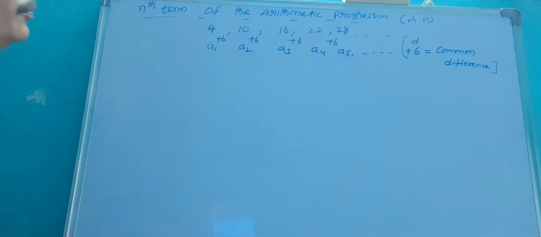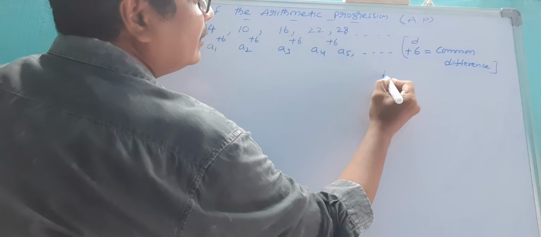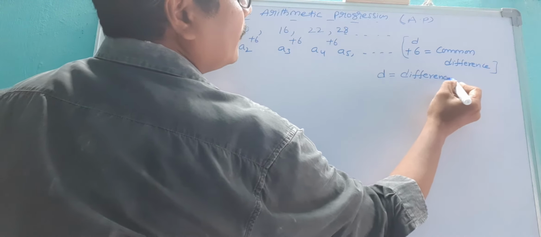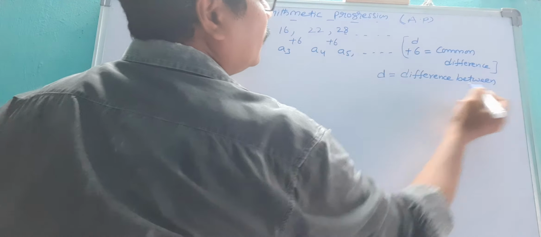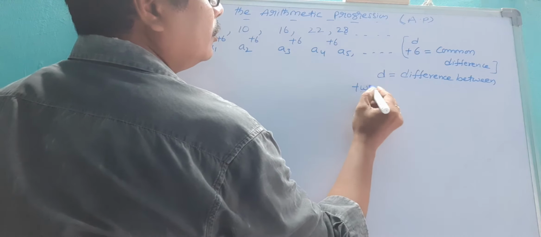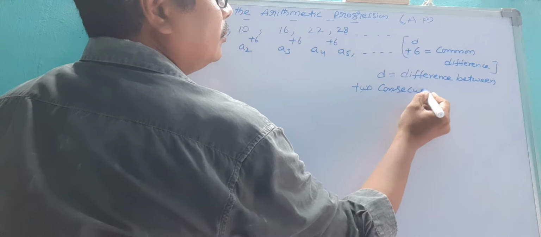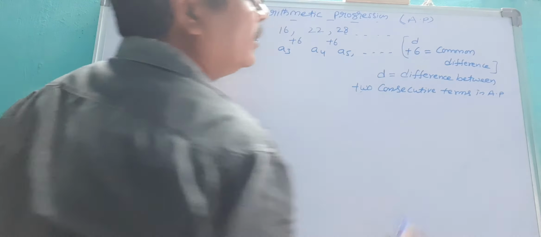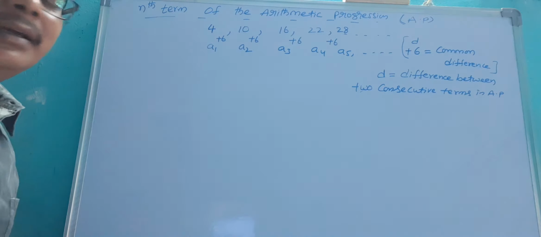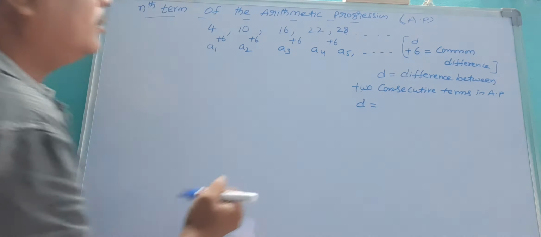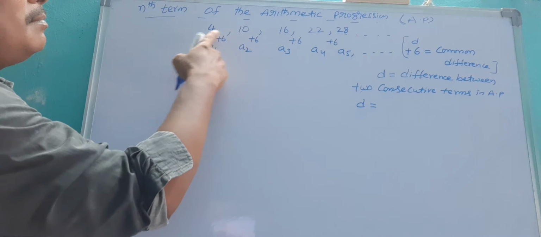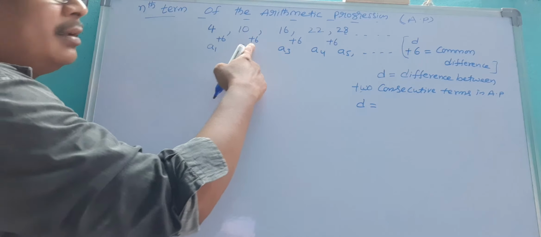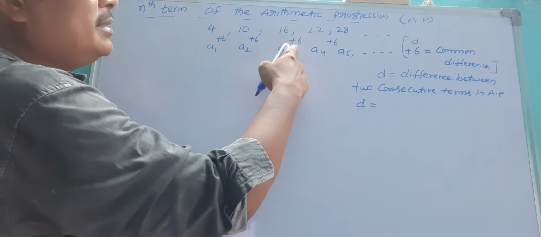Okay, now what is D here? D equal to the difference between two consecutive terms in AP. That means D equal to, how to get this 6? 10 minus 4, that equals 6. How to get this 6? 16 minus 10 equals 6. How to get this 6? 22 minus 16 equals 6.